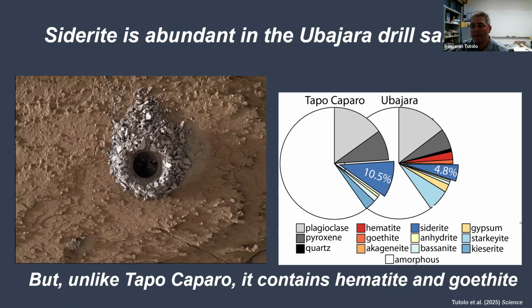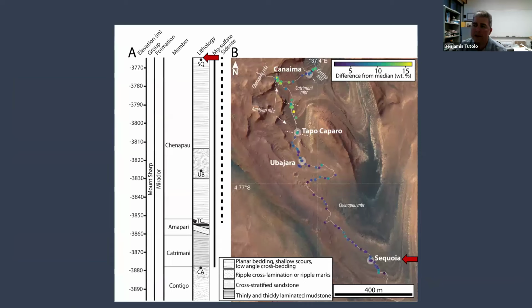And those two features cannot form from the same fluid because the fluid must be fairly reducing to make iron carbonate. It must be fairly oxidizing to make hematite and goethite. So the final sample that I'm going to talk about today, although this now is a couple of years ago and we've drilled several samples since, the final sample that is in the paper is the Sequoia sample.